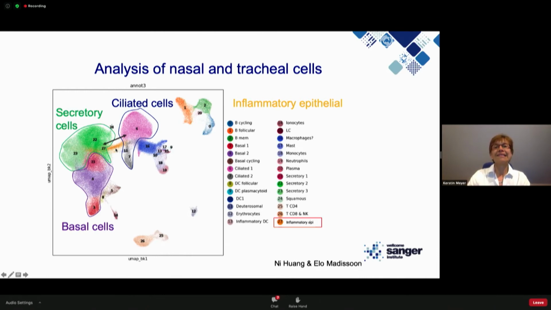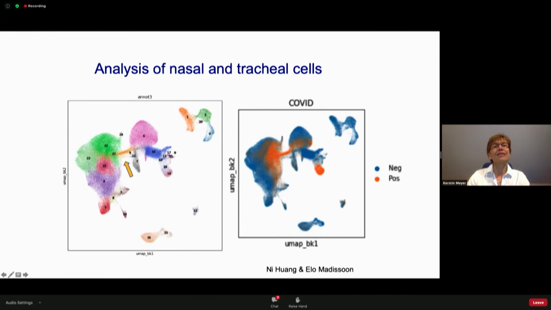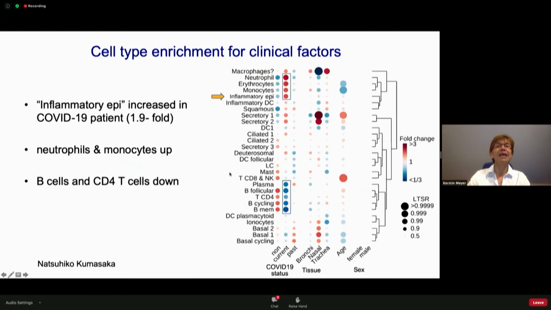And interestingly, when we ask whether these cells come from COVID negative or positive patients, the vast majority are from positive patients. So it really seems to be associated with disease. But we didn't just want to do this by eyeballing. Natsuhiko Kumasaka in the lab carried out a statistically rigorous analysis of the cell type proportions, taking into account all the different clinical metadata that we had, and asked what is different in current COVID patients versus non-COVID patients or past COVID patients.